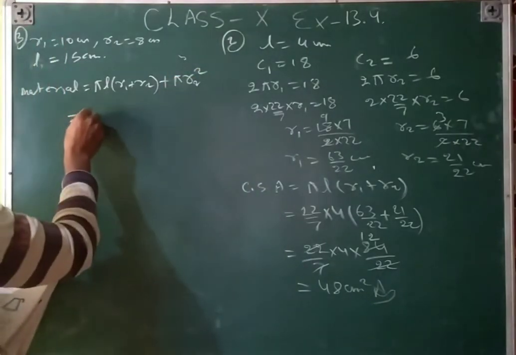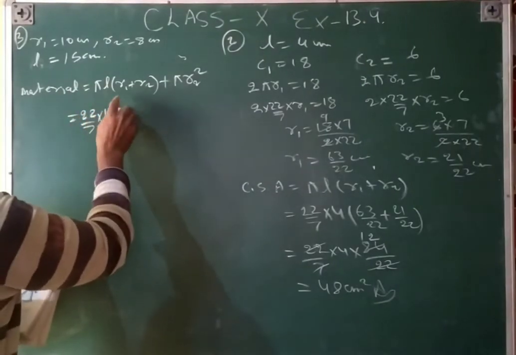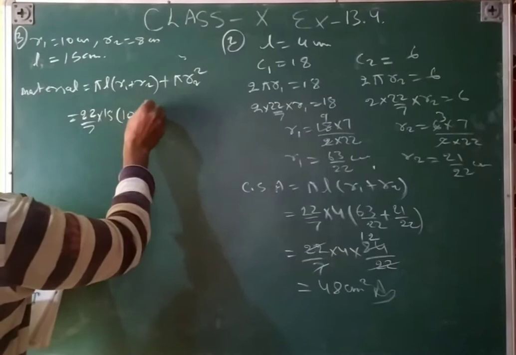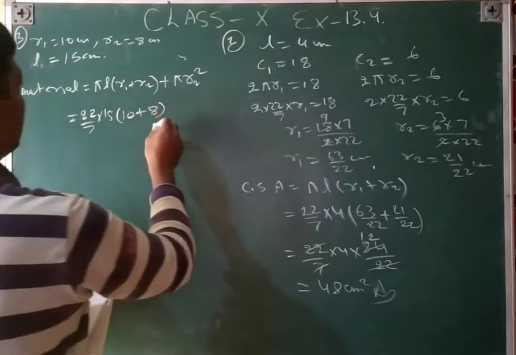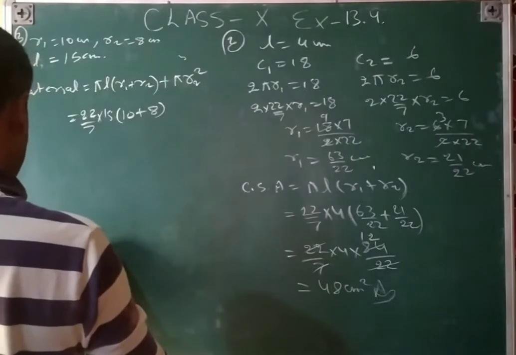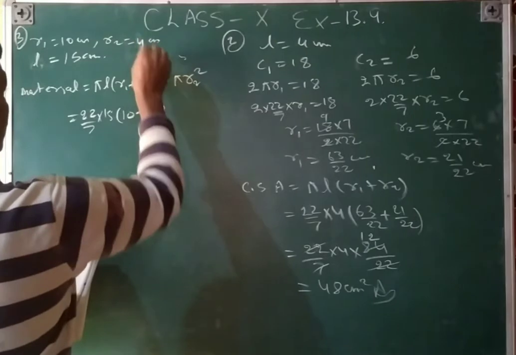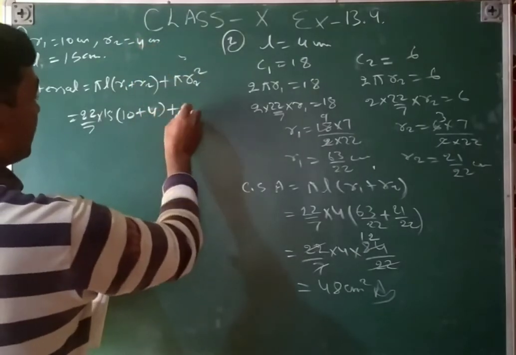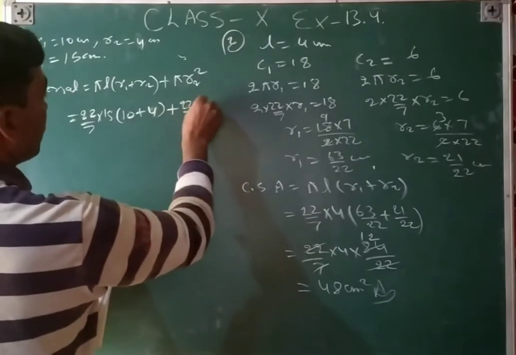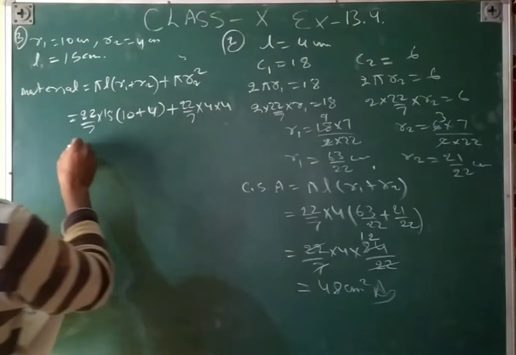So the pi value is not given, so we take 22 upon 7 into L, which is 15. R1 is 10 plus that is 4, that is 4. So plus pi is 22 upon 7 into 4 into 4.